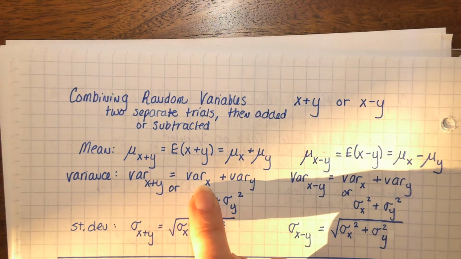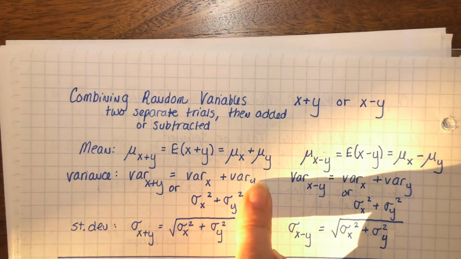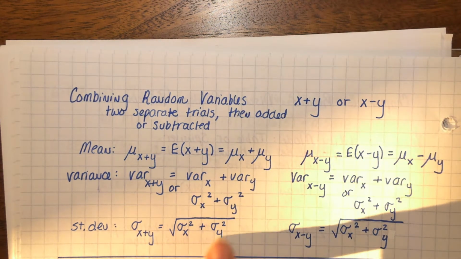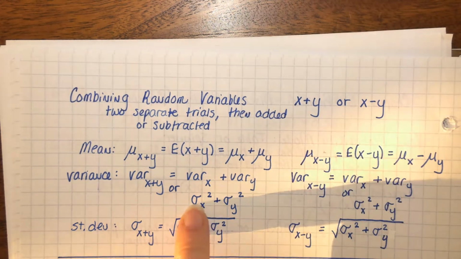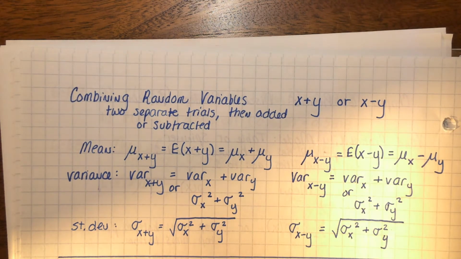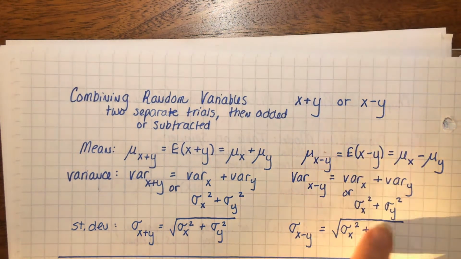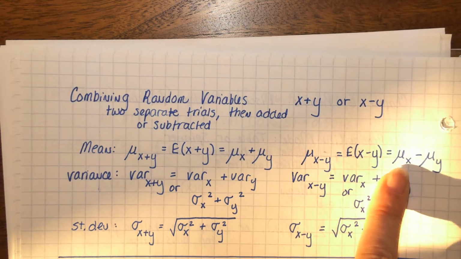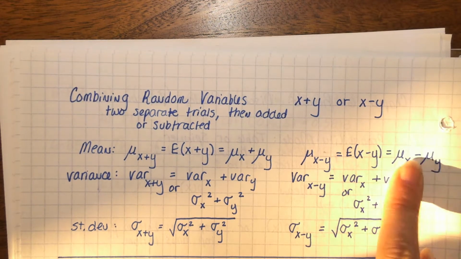The variances are just the 2 variances added together. However, the standard deviation you cannot add. Do not ever add standard deviations. What you need to do is convert them to variances, then add them, then square root them to get them back to standard deviations. Okay, the trick for subtraction, if you remember, the mean was actually subtraction of the means.